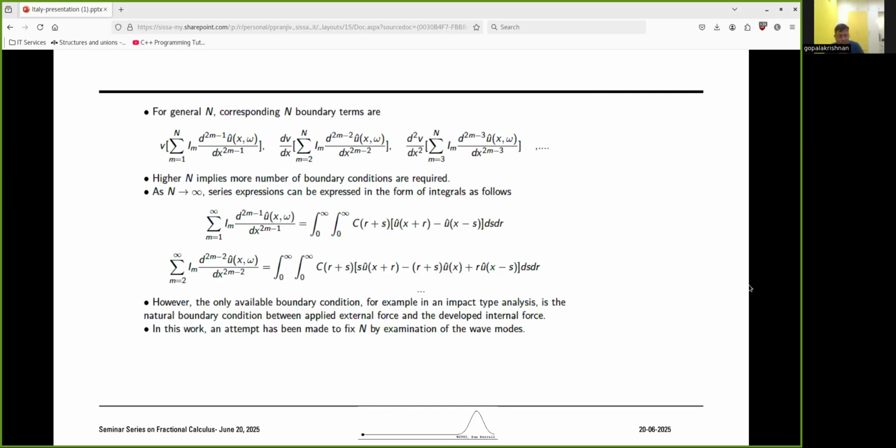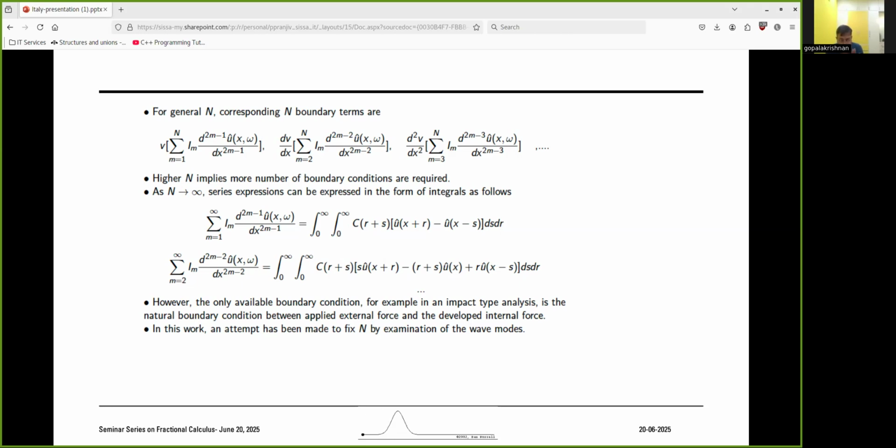So now the question is, for the n numbers you take, you will have the first variable v, dv by dx, first gradient, second gradient, third gradient, fourth gradient. It goes on and on. So a higher n implies more boundary conditions are required, but we don't have that. And as n tends to infinity, this summation will become like this. This can be shown as an integral, and you will have the gradients found from here.